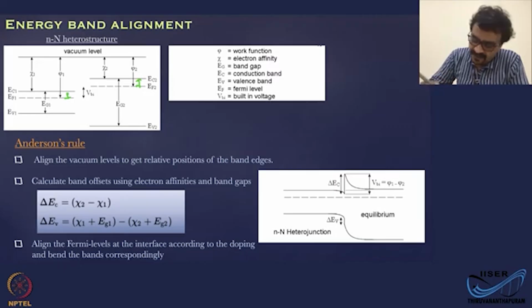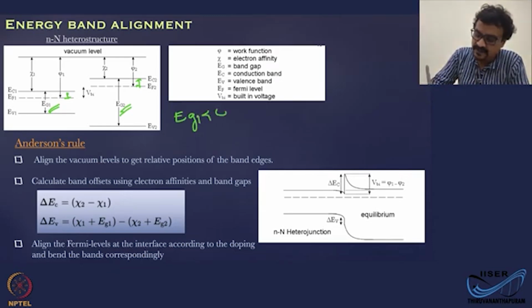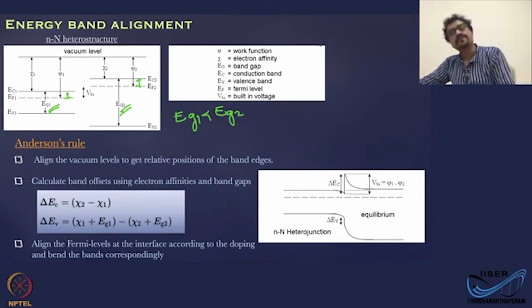and the band gap for this semiconductor on the left side, this is the band gap Eg1, and on the right side you have the band gap Eg2, and here we have a situation where Eg1 is less than Eg2. That is what we have.